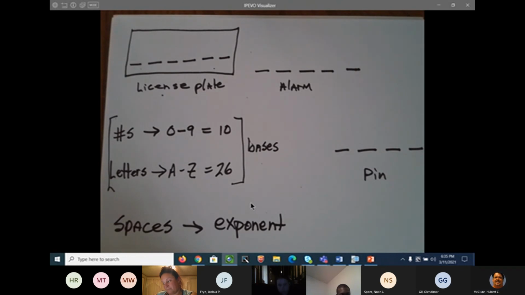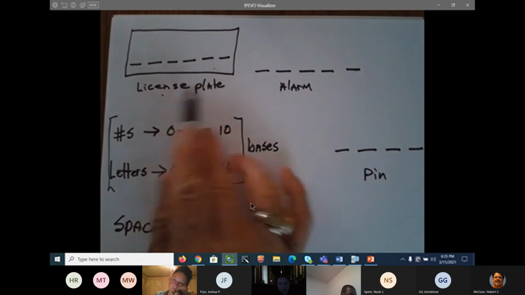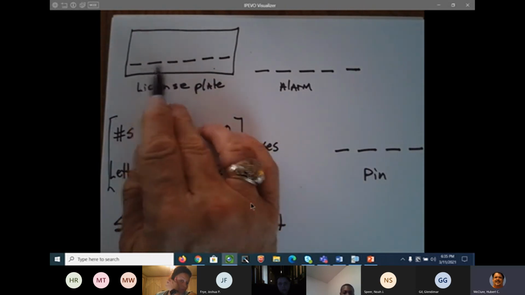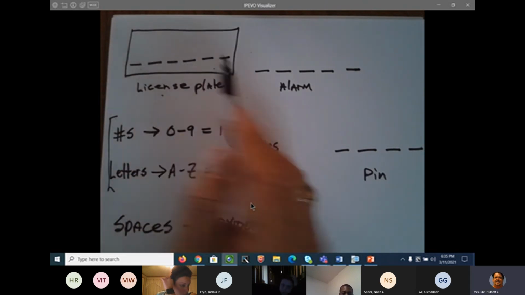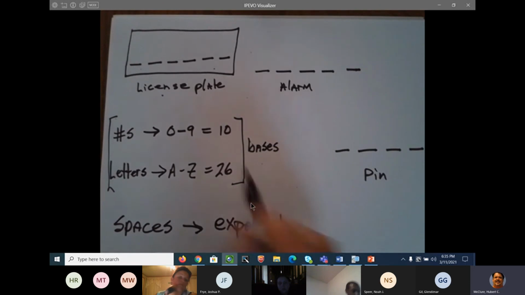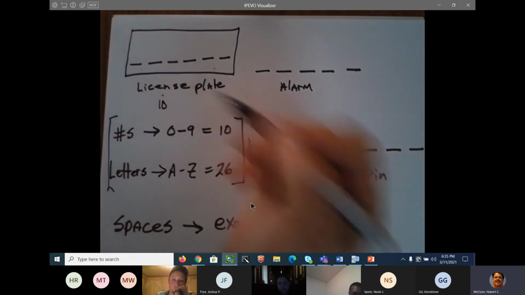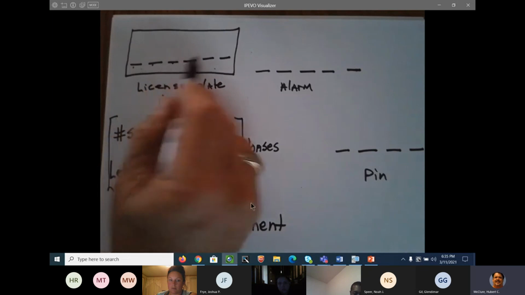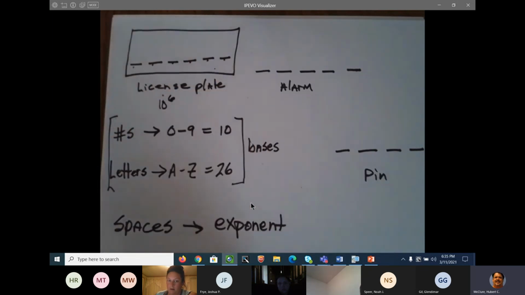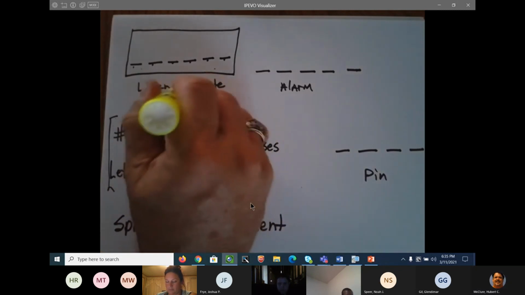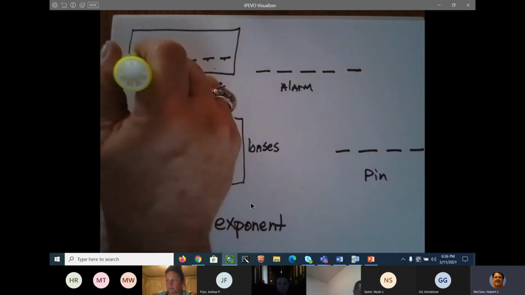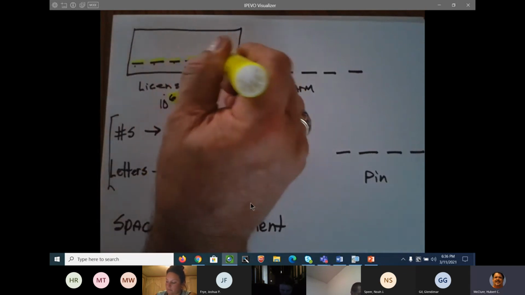So if I'm doing a license plate and I'm only putting numbers on this license plate, just numbers, then what would my equation be? Well, there's only 10 numbers, that's my base, and I'm going to raise it to the what? 1, 2, 3, 4, 5, 6. I'm going to raise it to the 6th power. Now I'm going to take my handy dandy highlighter out, and I'm going to highlight that 6. And that 6 represents how many spaces you have.